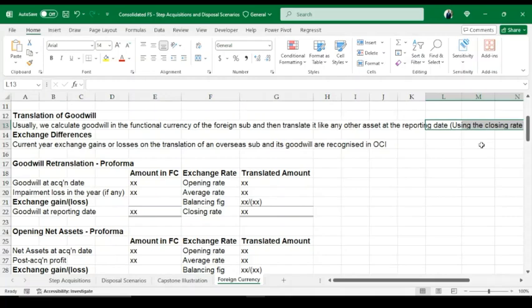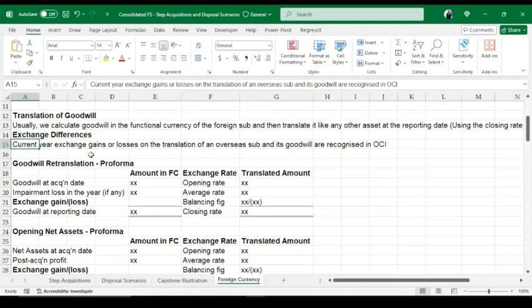Since goodwill will be translated and we are going to have an opening goodwill, goodwill at acquisition, and goodwill at reporting date, there is going to be an exchange difference, called exchange gains or loss. So what we are saying is that current year exchange gains or losses on the translation of an overseas subsidiary and its goodwill are recognized in other comprehensive income. That is what we do.